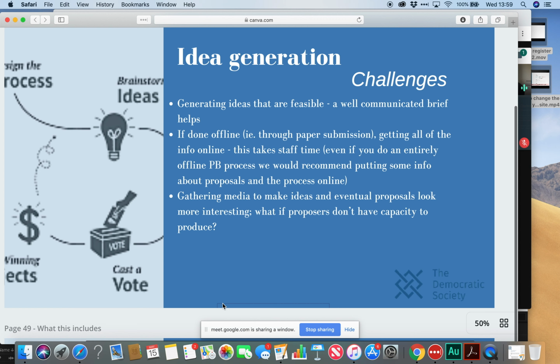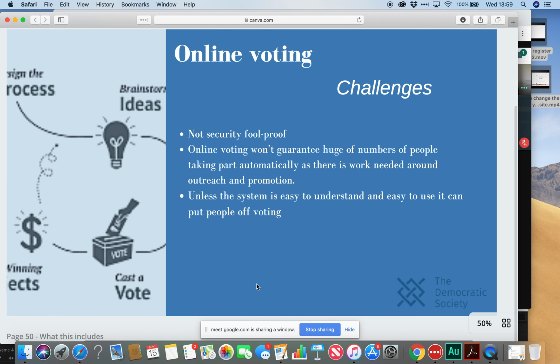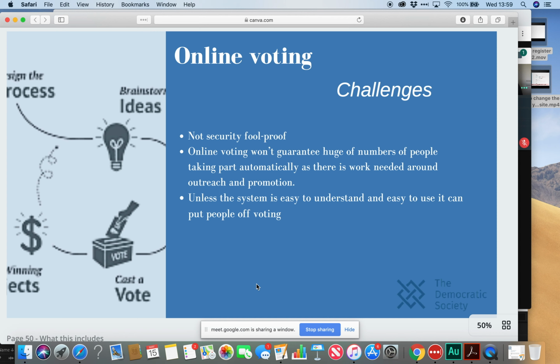So what I was talking about earlier with Leith Decides, that takes a lot of time to upload pictures. So if you can get the people who have generated the proposals to upload pictures themselves, it saves you a lot of time. But you also need to consider, what if they don't have the capacity to produce? And that means that you will need to help them.